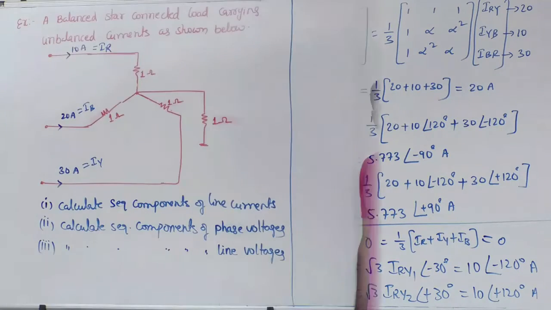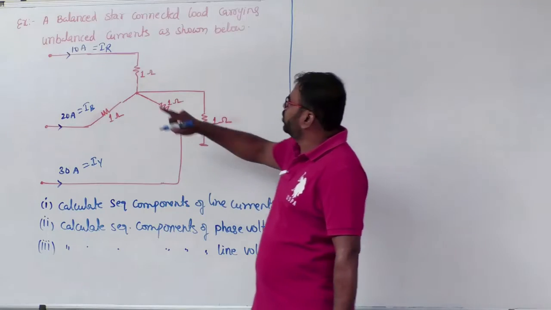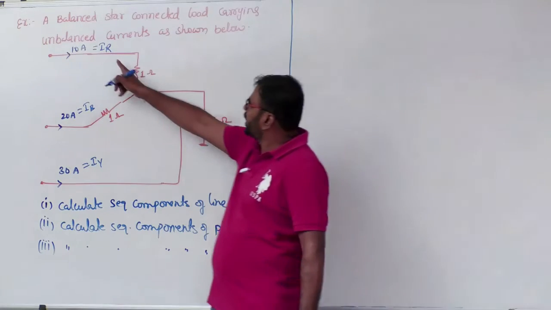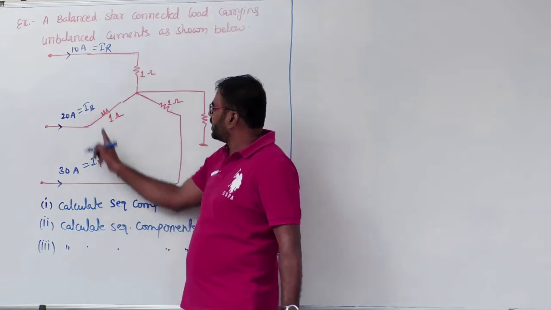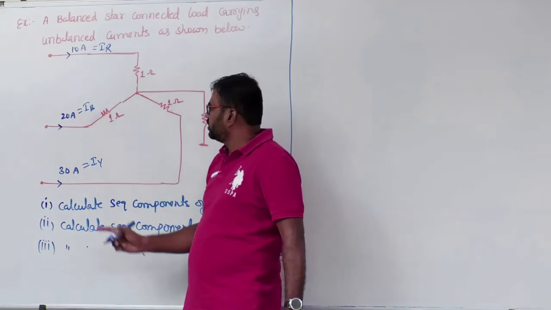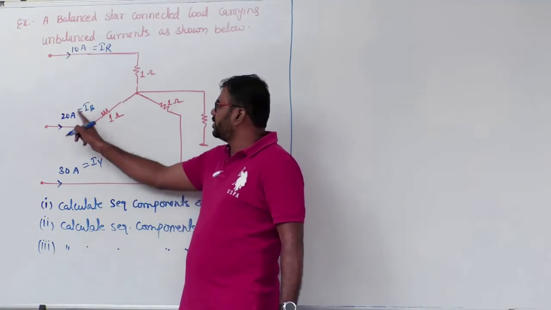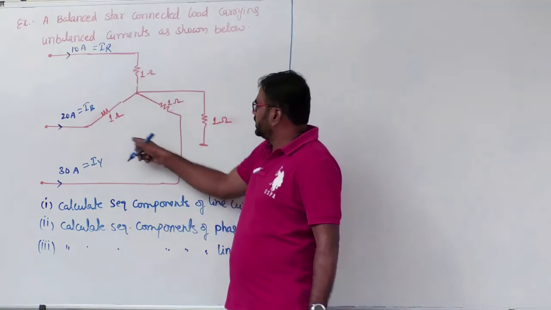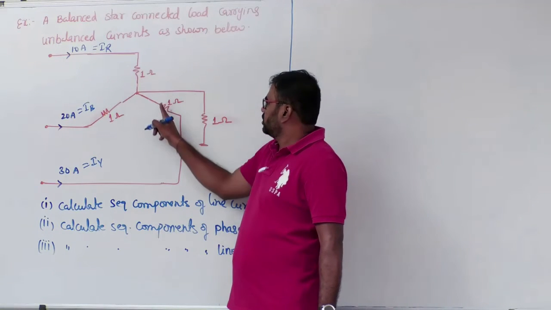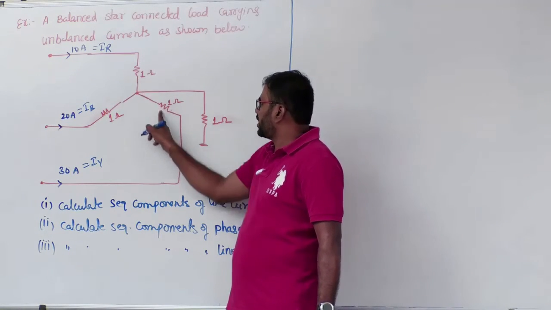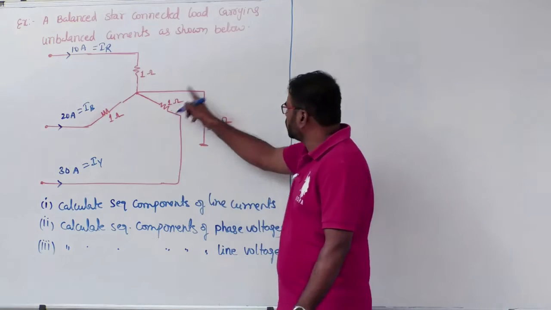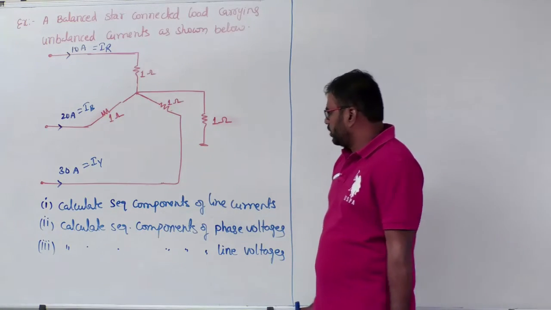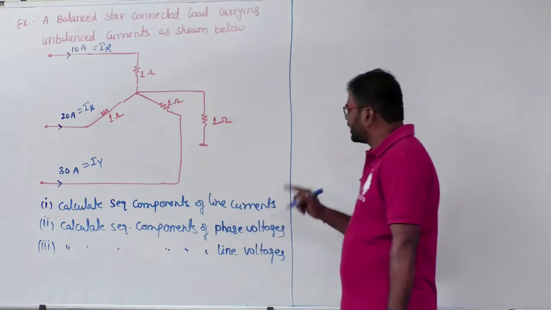Now coming to this example: a balanced star connected load carrying an unbalanced current as shown below. The unbalanced currents are IR, IY, IB. IR equals 10 amperes, IY equals 30 amperes, IB equals 20 amperes, given. Now it is a balanced load, so the resistances in R phase, Y phase, B phase are the same, and the neutral is grounded through a resistance of 1 ohm. Now he is asking to calculate sequence components of line currents.